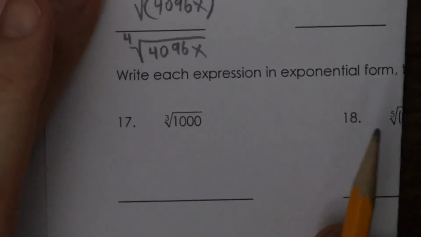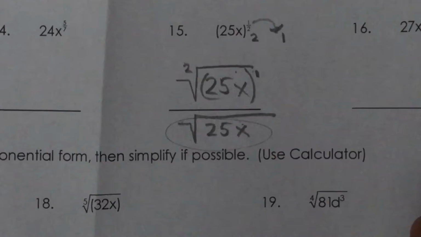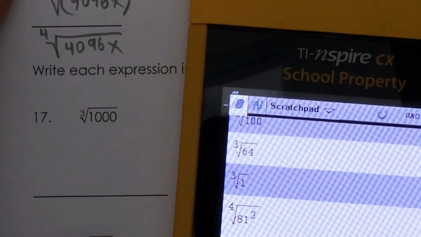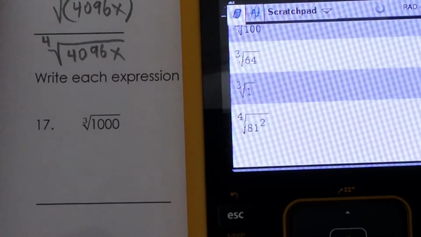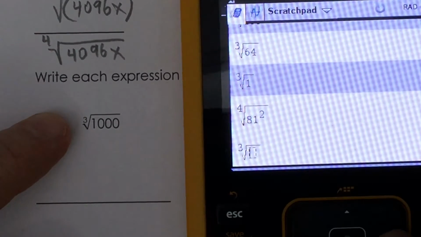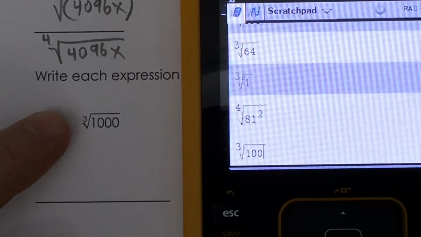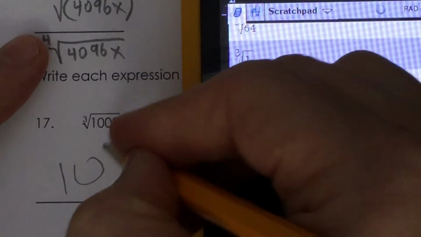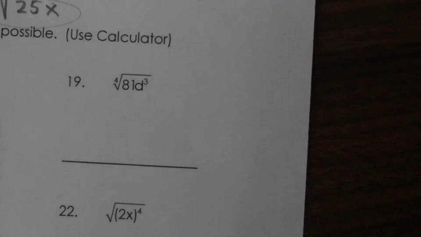Okay, go to the bottom, number 17. Write each expression in exponential form. Simplify if possible. Use calculator. So back to the calculator. I'm going to go ahead and do my control caret. 3 for the cube root. Go inside the radical and put 1,000. Push enter. The answer is 10. So that's one we could all do in the calculator because there were no variables involved.